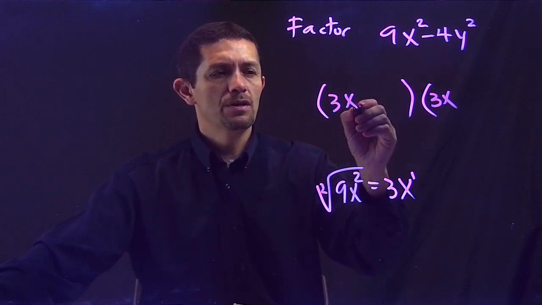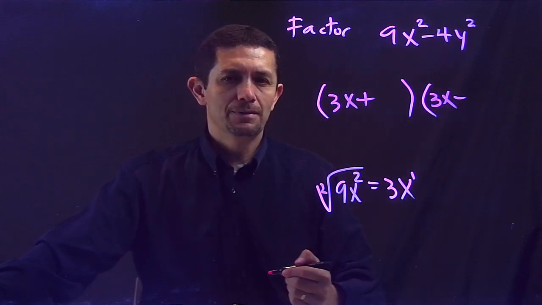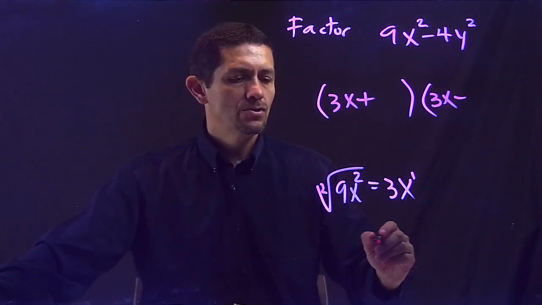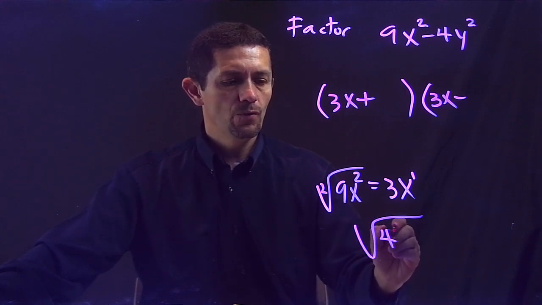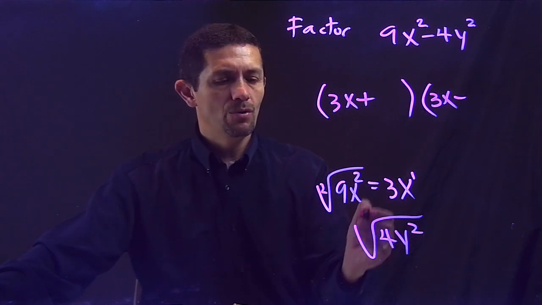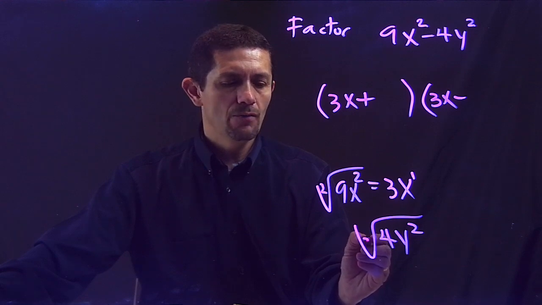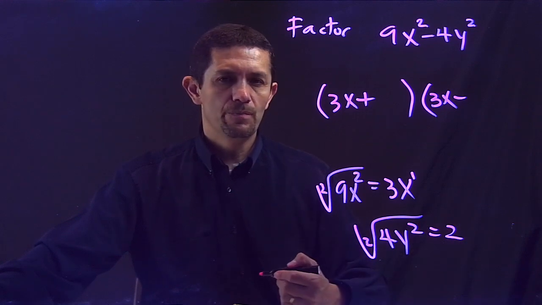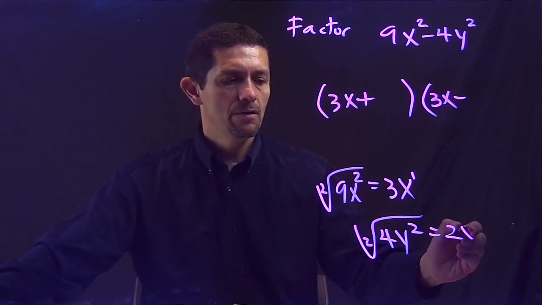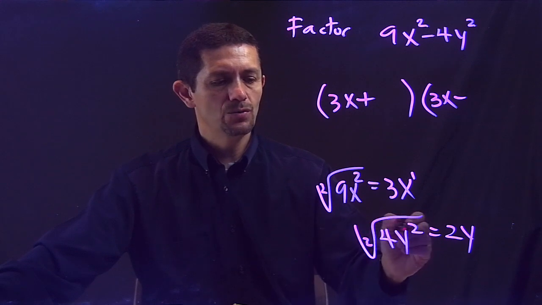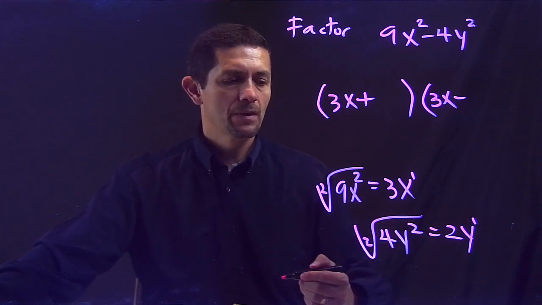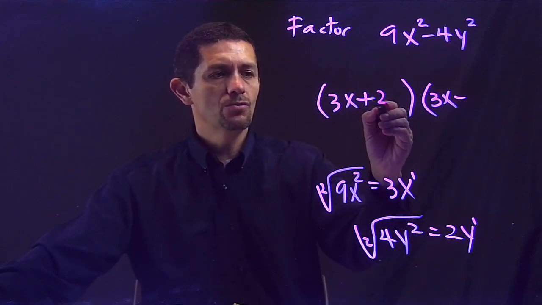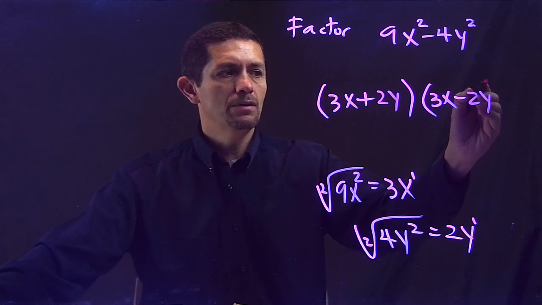Then a difference of squares has a plus and a minus. What goes at the end? The second term. So I'm going to do the square root of 4y to the second. Remember, if there's no index, you have a small 2. So square root of 4 is 2. Square root of y squared is y, because the exponents divide: 2 divided by 2 is going to give you 1. And that's your second term here, therefore it goes at the end of each parenthesis.